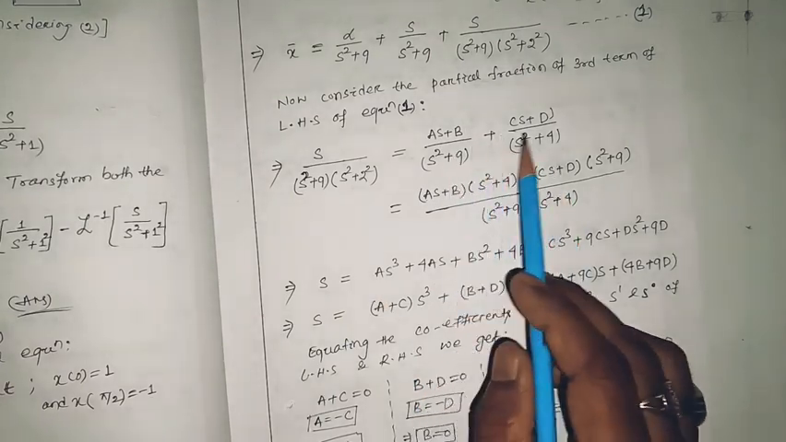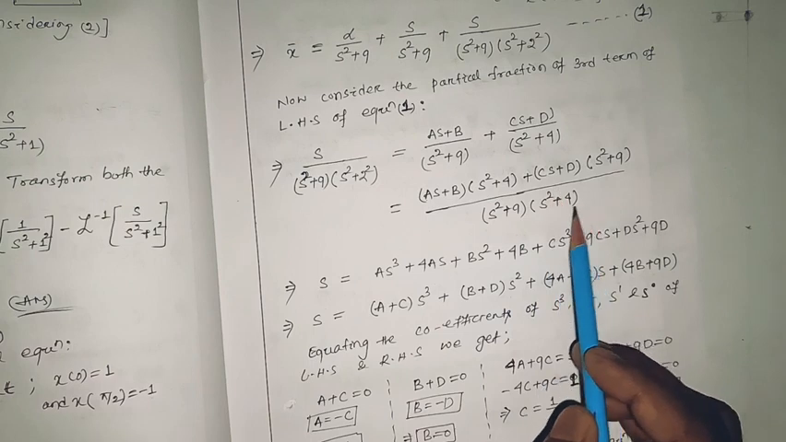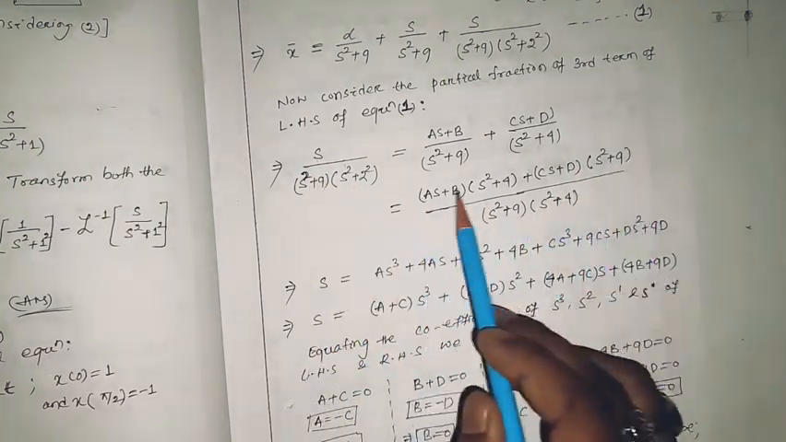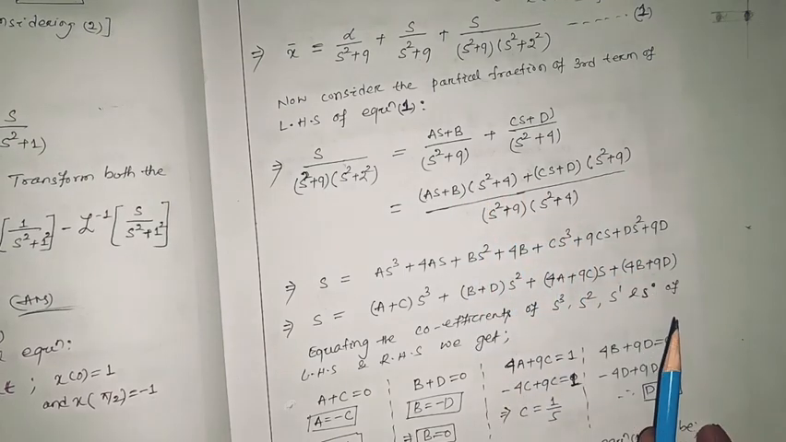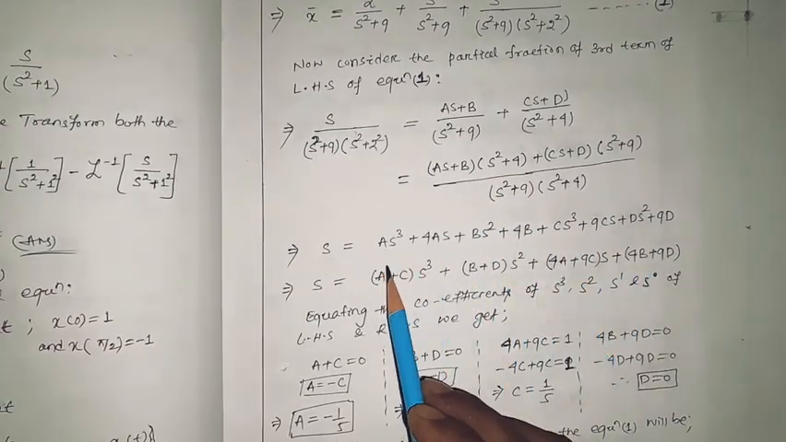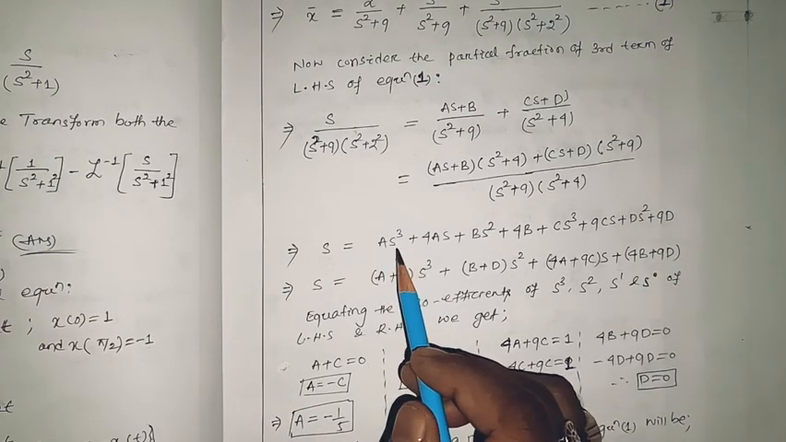I just added these two and we found this one. So here, if the denominators are equal, then the numerator s will be equal to this much. Here I multiplied with all the terms and I found this one. You can check by doing it in your rough.